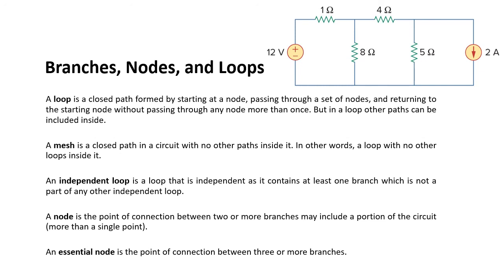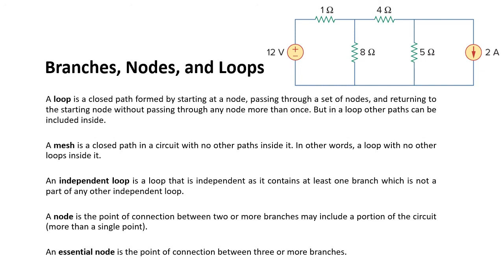In a loop, other paths can be included inside, so it is not a very specific closed path. This is different with a mesh. A mesh is a closed path in a circuit with no other path inside it. In other words, a loop with no other loops inside it. So that's a mesh.